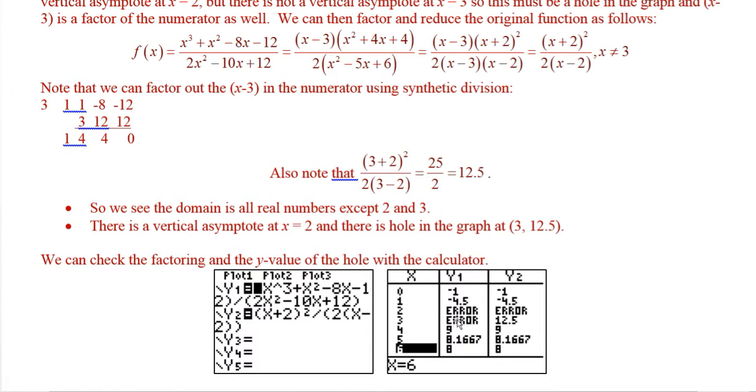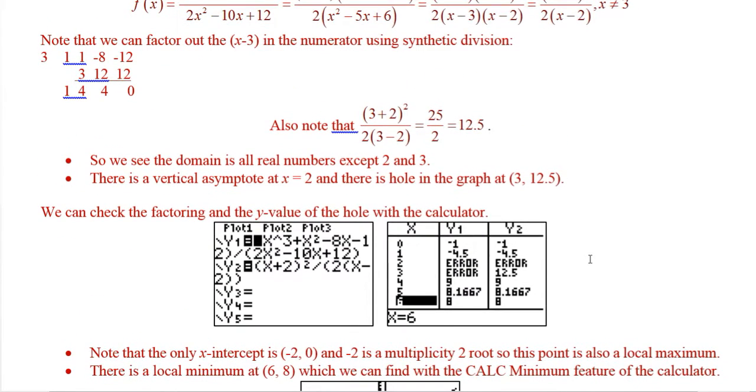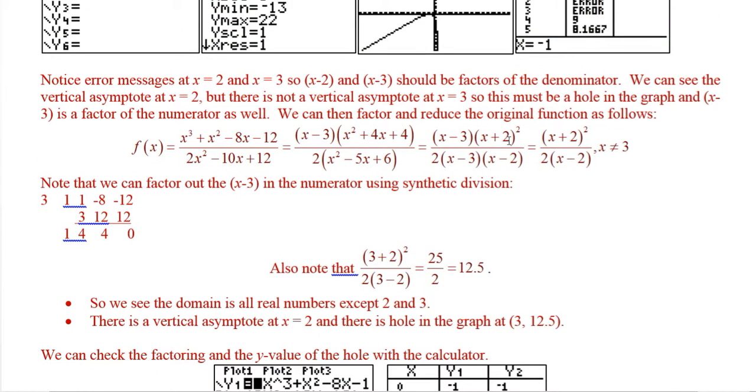But the function is actually undefined there, so that's called a hole in the graph, or removable discontinuity. Now, we can work with this reduced version if we want, or with the original version as we go forward, because everywhere except for that hole, they're exactly the same. Now, what about x-intercepts? That would be when the numerator is 0, but the denominator is not. So 3 is not an x-intercept because it's undefined at 3. (3, 12.5) is a hole in the graph.